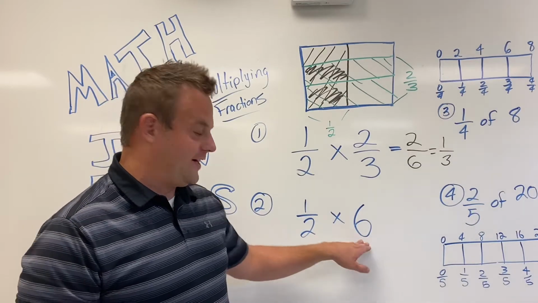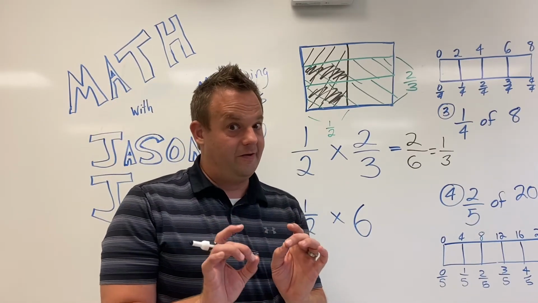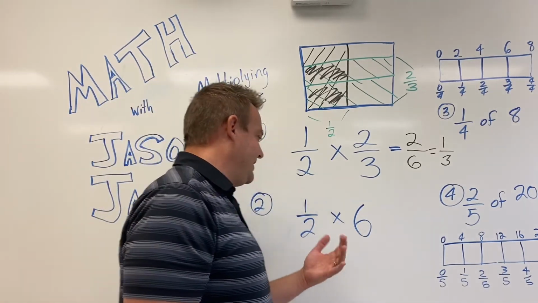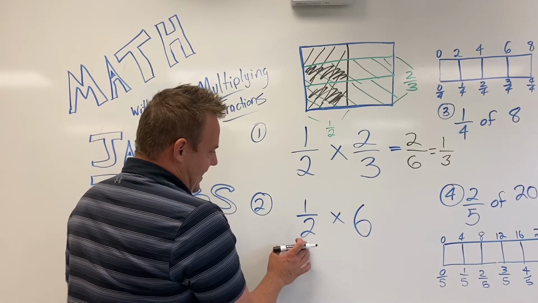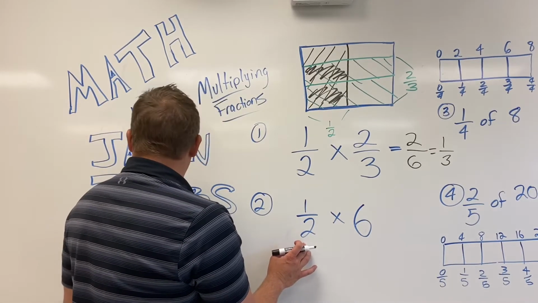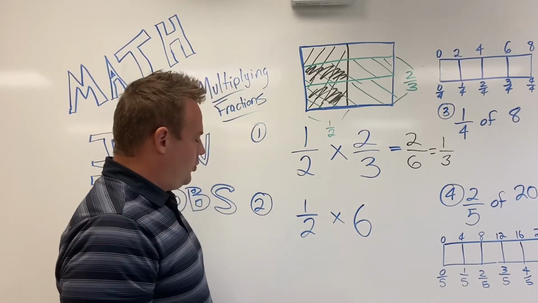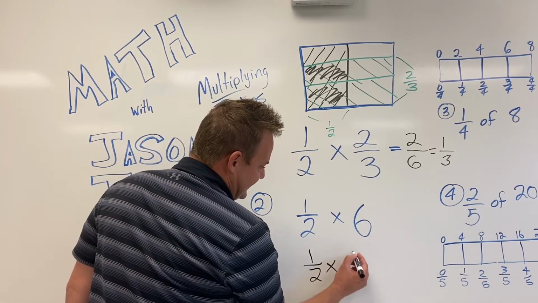1/2 of 6. Multiplying is kind of the same as saying the word of. Of relates to multiplying. 1/2 of 6 or 1/2 times 6. So here's how I do that. This is a whole number, right? And this is a proper fraction, proper because the numerator is less than the denominator. So what we have to do is 1/2 times 6/1.